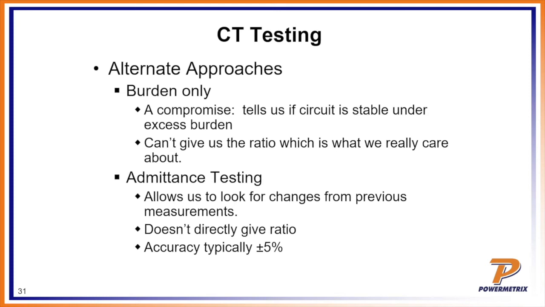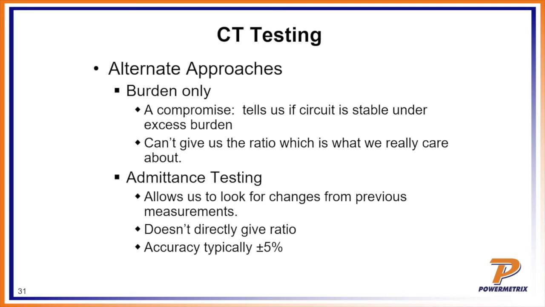Theoretically, as we add more burden or resistance, you're going to have less secondary current coming out of the transformer, which is very true. So you're looking for almost like a downward slope or a downward trend as I add additional burden. That's all it's really telling you. It's not telling you what the ratio is, it's just telling you that the CT can handle additional resistance.